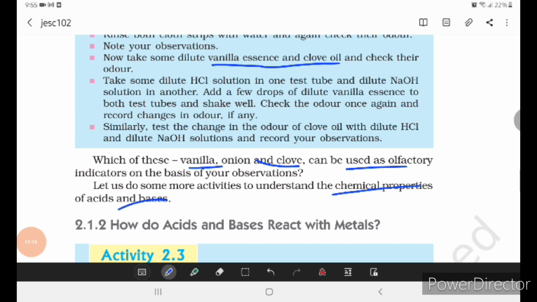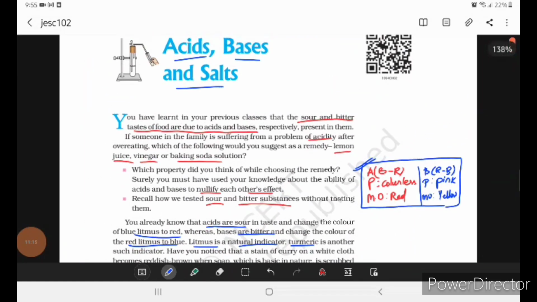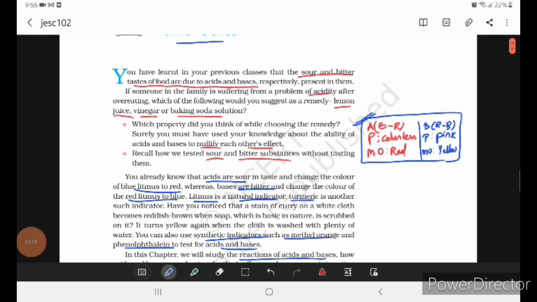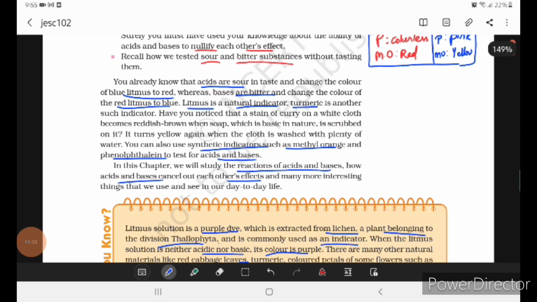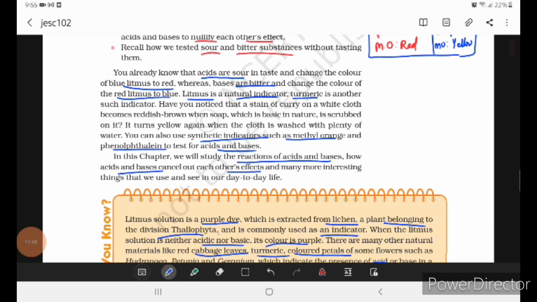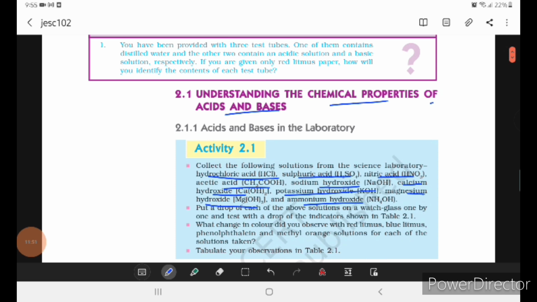I hope you understood what I've taught today. I'll just quickly summarize what we have discussed in this video. We have gone through the introductory part of this chapter and we have seen how acidic and basic solutions react to various types of litmus solution, phenolphthalein and methyl orange. We have learnt about natural indicators and synthetic indicators. We have learnt how acids and bases are recognized without taste, with the help of odor change and change in color, and how to group a particular substance into an acid or base. We have learnt about the litmus solution. We have known about acids and bases in the laboratory.